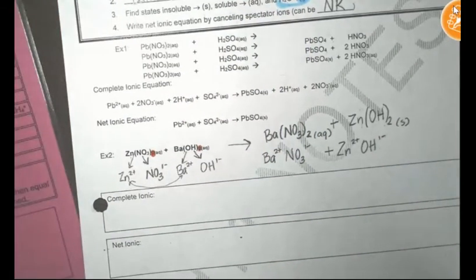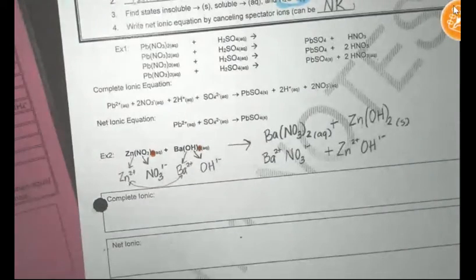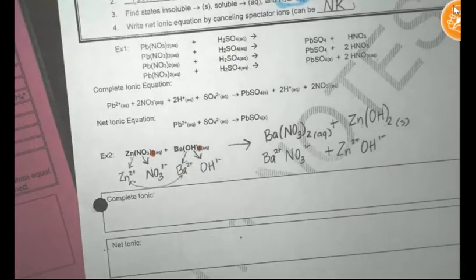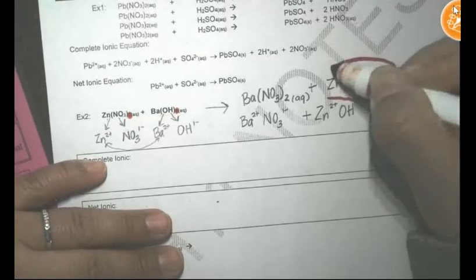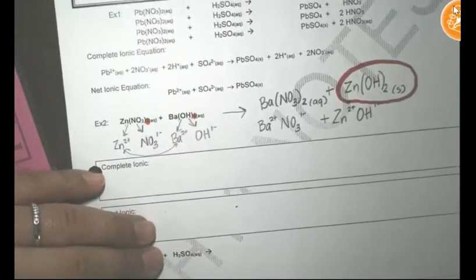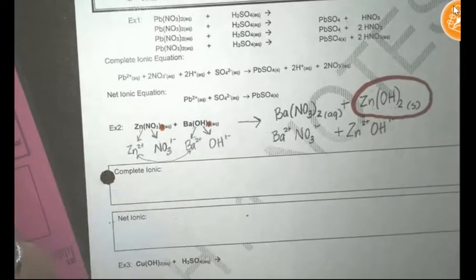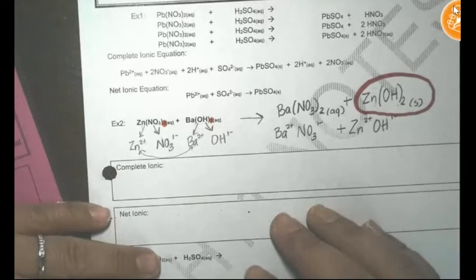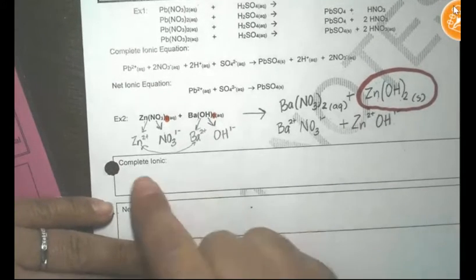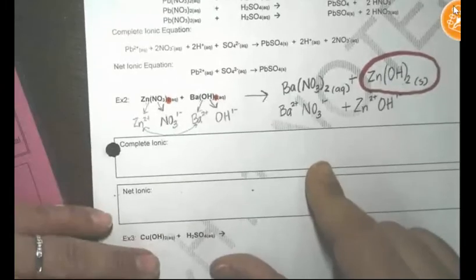Okay? Now, what I like to do is circle the solid once I know which one it is, if it is one. So I circle that and I keep it circled. All right. Now what I have to do is do the complete ionic equation.